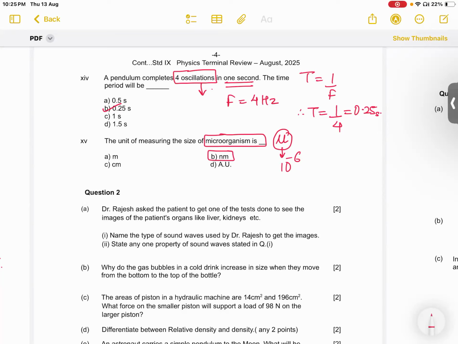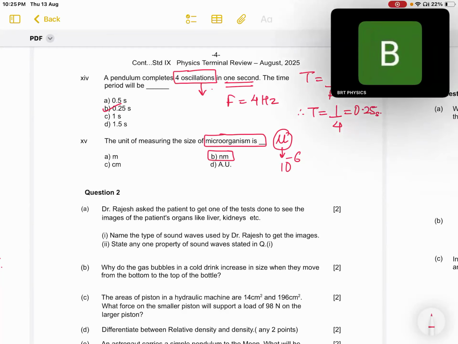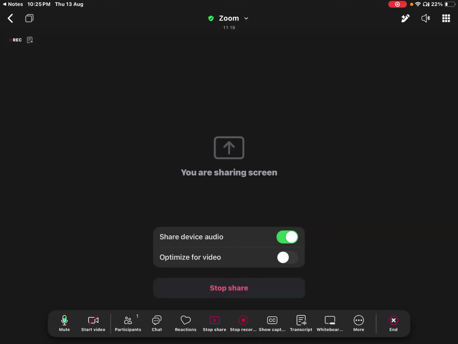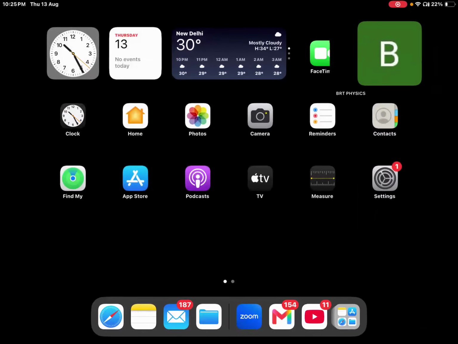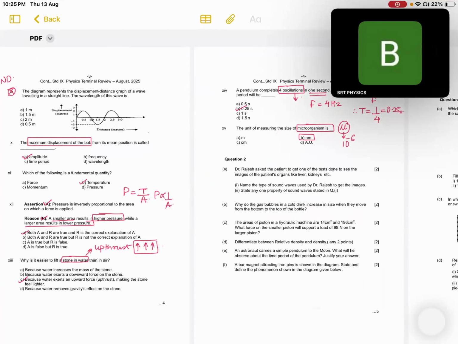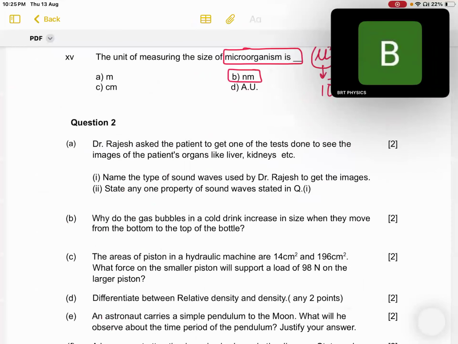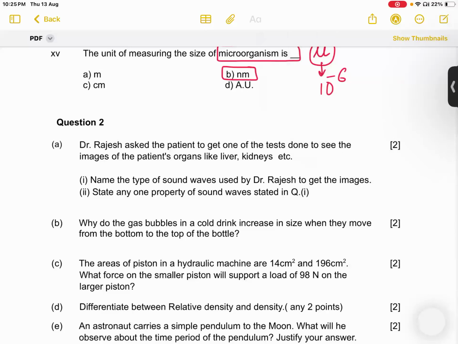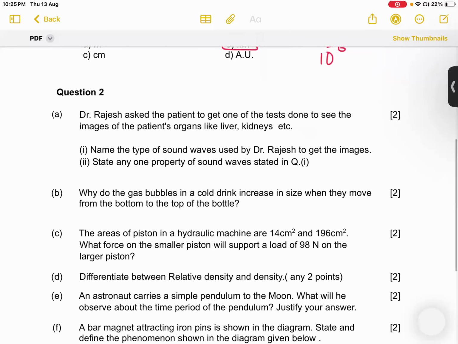Okay, guys, fine. I hope the things are getting cleared. I hope we all are able to understand what is happening. Fine. Come on, let's try to take the next question, guys. So this was all about your question number one, which was MCQ. Let us take the next question. That's question number two.